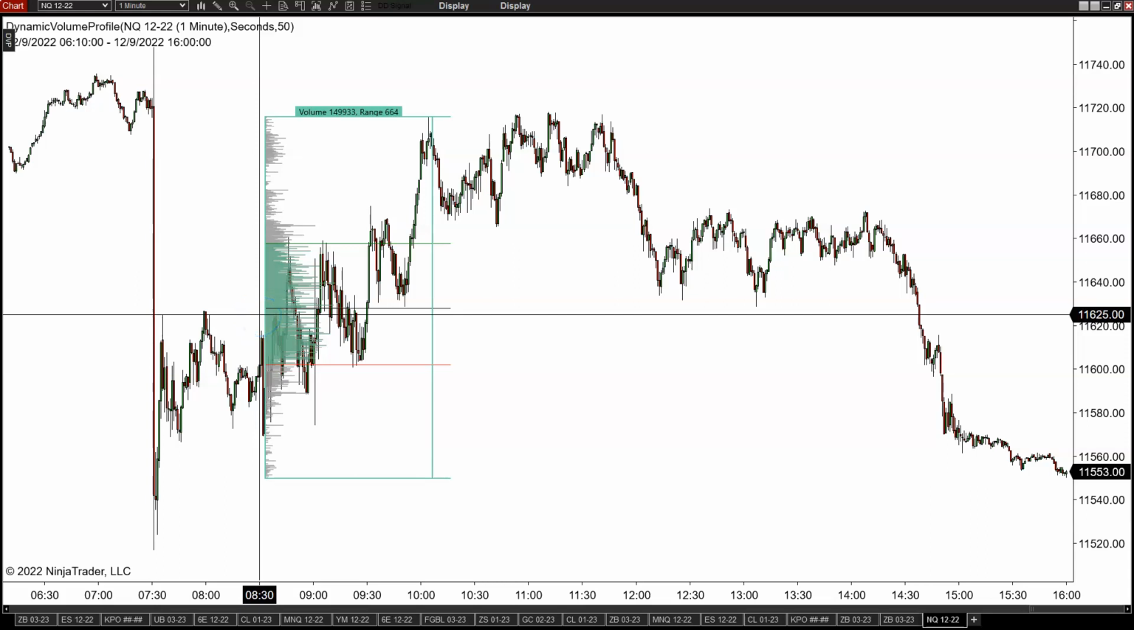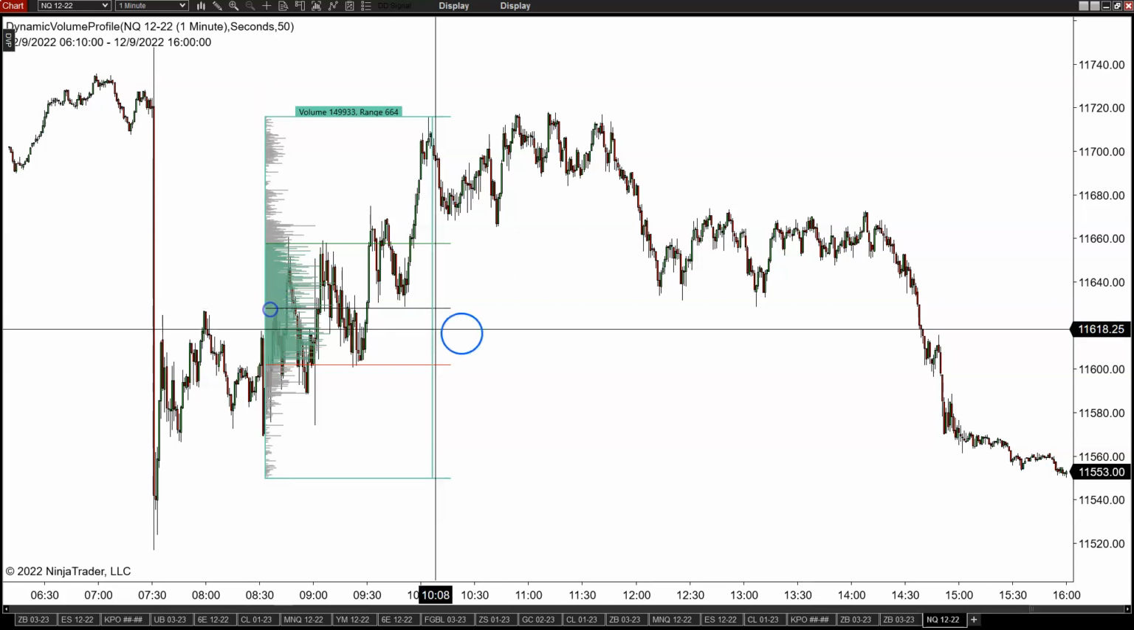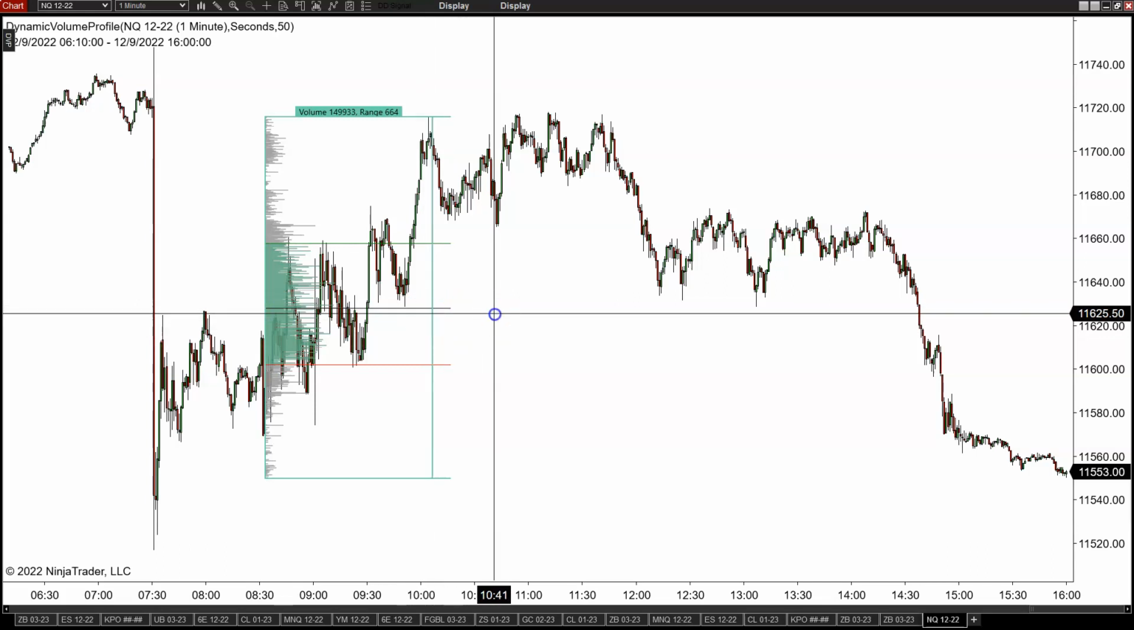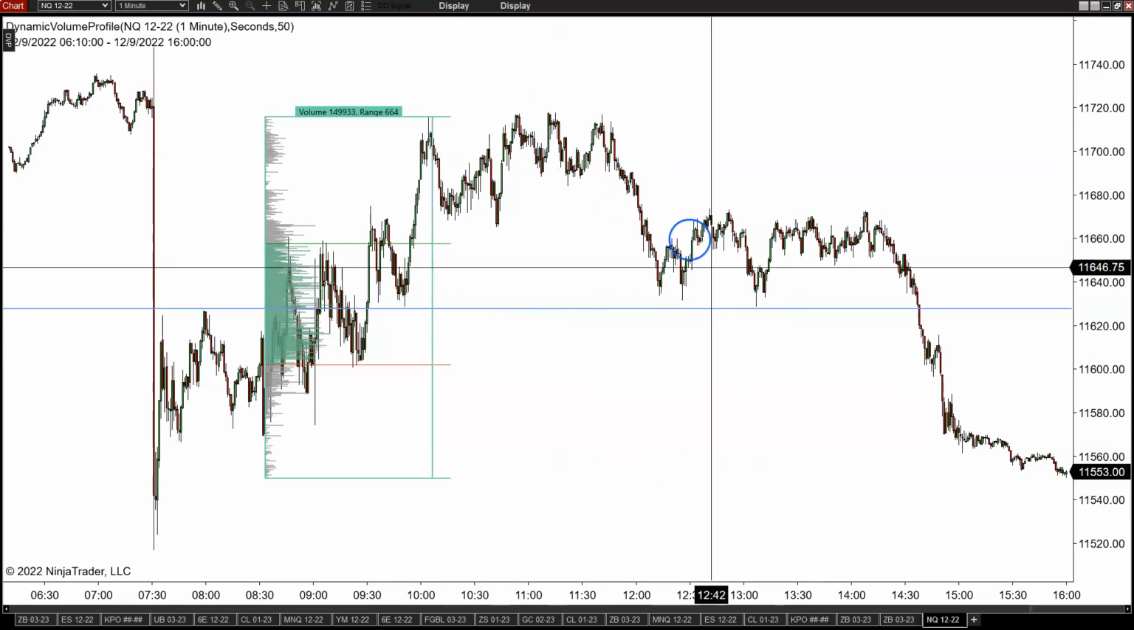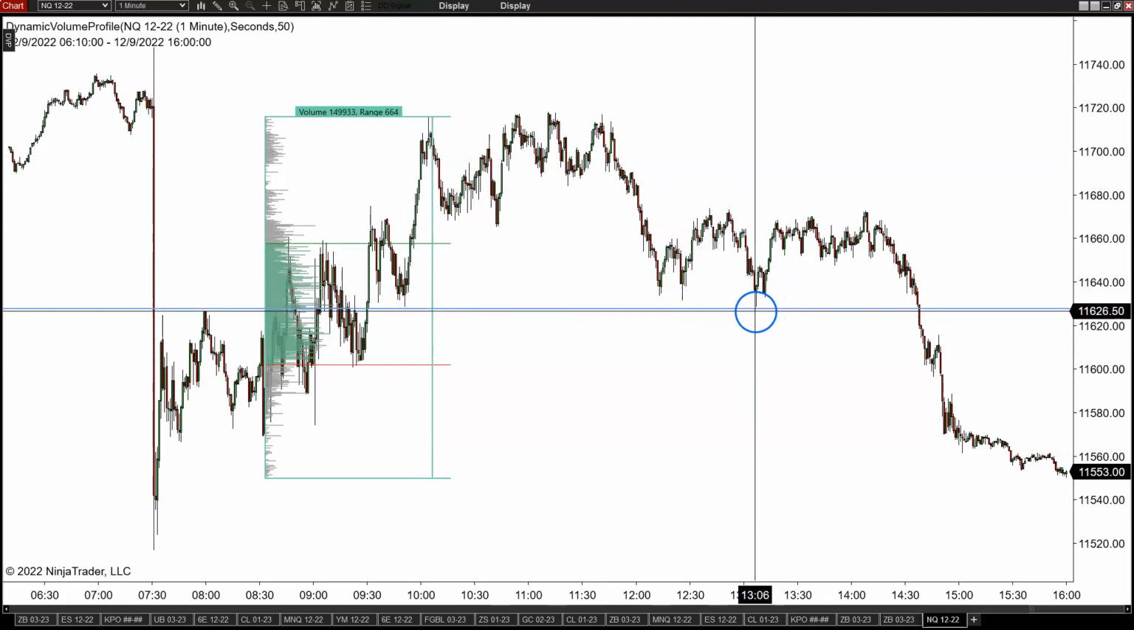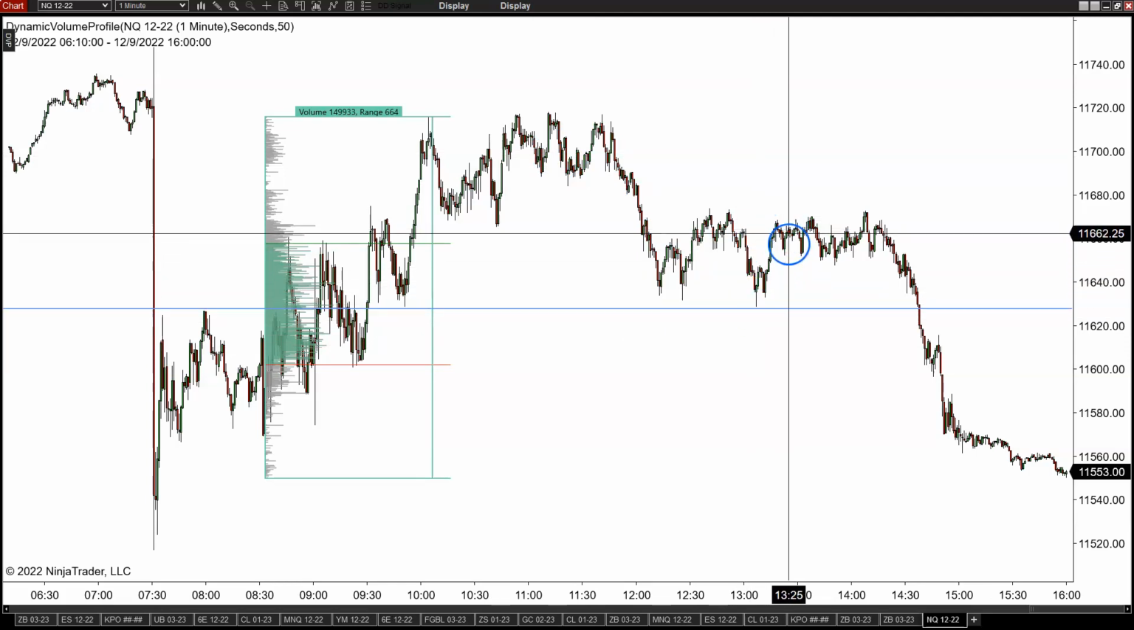This is when everybody is making their decisions based off of what just happened in the market in terms of the economic number. You can see this black line right here. This is the point of control. Let's just extend it out. You can see how the market came right back to that level, got within a couple of ticks, and bounced back up.